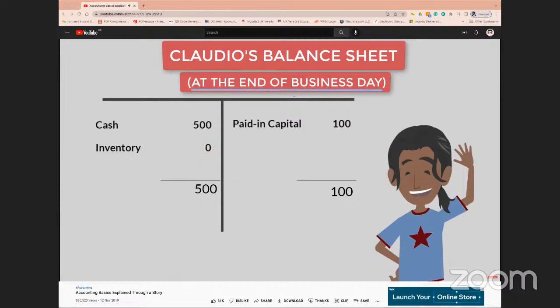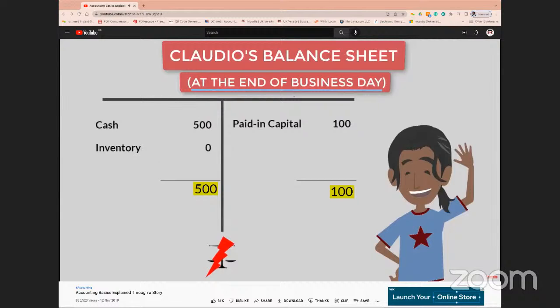If we look at Claudio's balance sheet at the end of the day, we can see that the total value of assets, the left side, is 500 euros. That's the cash he came home with. On the credit side, we only have 100 euros. The balance sheet is out of balance. As we know, this can't be. Both sides always need to be in balance.